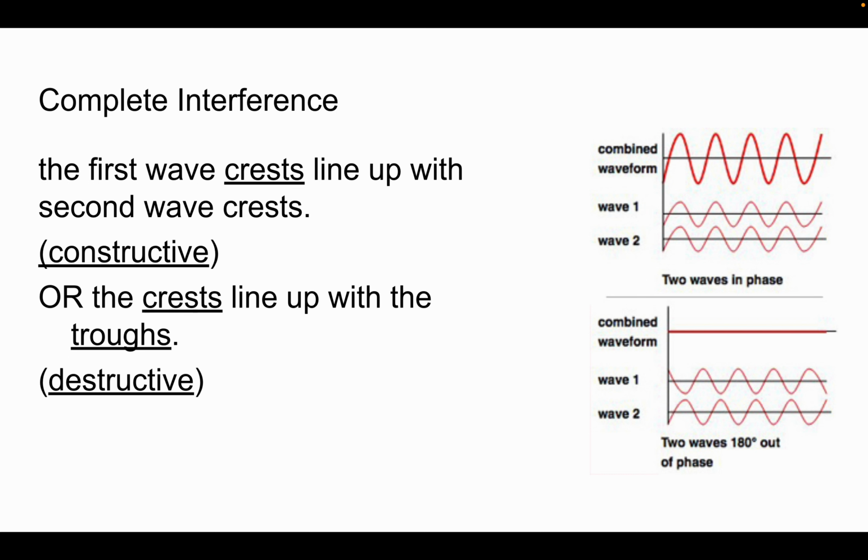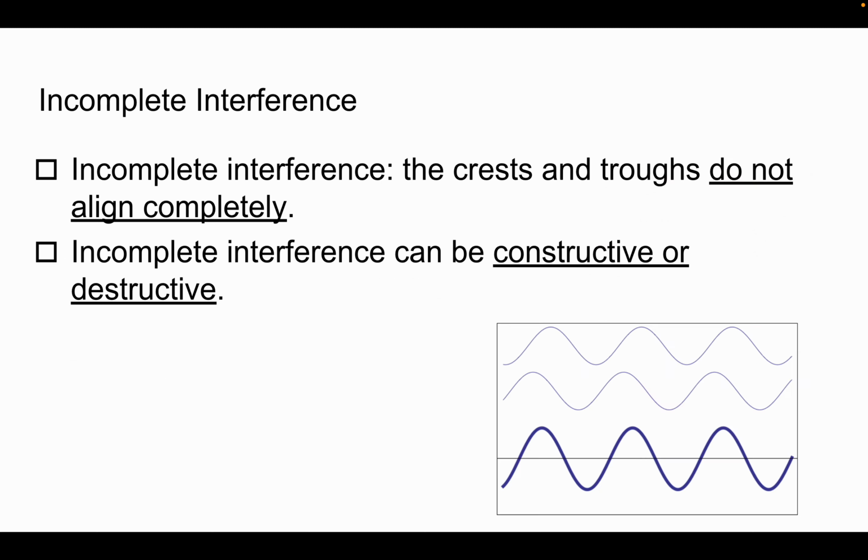Complete interference is when the first wave crest lines up with the second wave crest in constructive interference, or the crest lines up with the troughs, and in that case it would be destructive interference. In the top picture you can see that for the combined waveforms of wave 1 and wave 2, the crests and troughs match up, and so therefore we have constructive interference. However, in the bottom photo, you can see that the crests and troughs are opposite of each other. Because the crests and troughs are opposite each other, when they combine into one wave, it leads to a straight line, which is destructive interference.